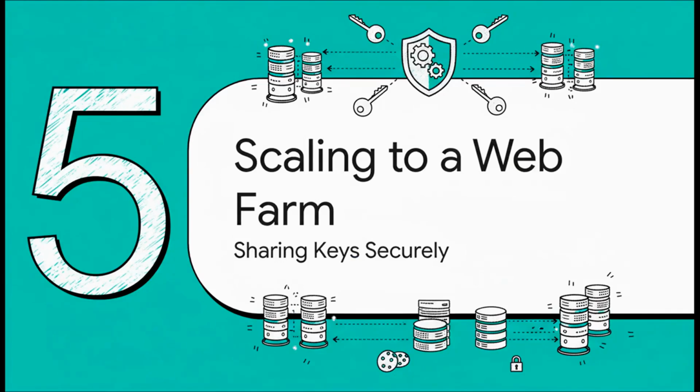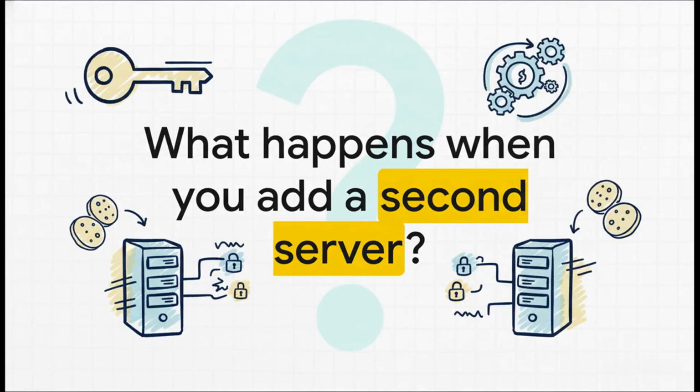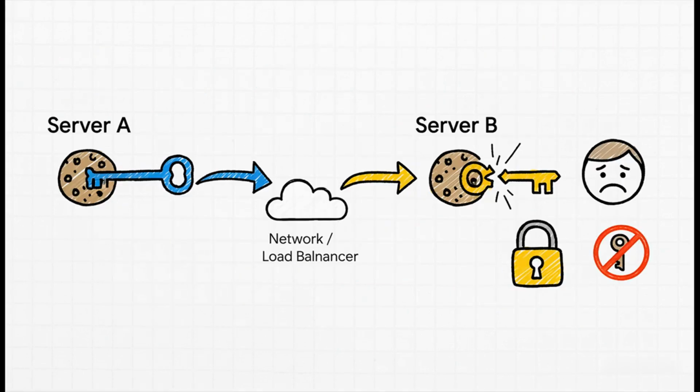Okay, so this all works like a dream on a single server. But what about the real world, where we have modern, distributed apps? Let's talk about making this work in a web farm or a cloud environment with multiple servers. This is the classic scaling problem, isn't it? If each server has its own little secret set of keys, how on earth are they supposed to understand each other? Here's the classic failure scenario.